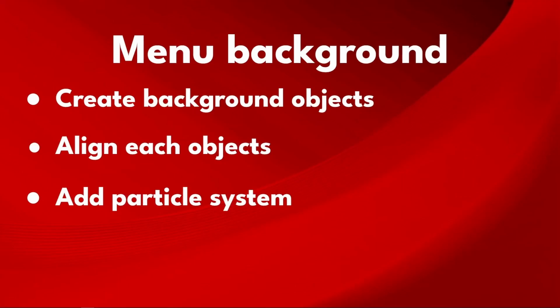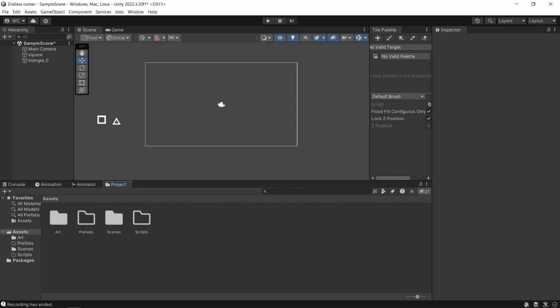In this section, we're going to create the menu background. We're going to start off by creating the background objects, then we're going to align each object, and then we're going to add a particle system to add some effects in the background. Let's jump right in. Let's get started.